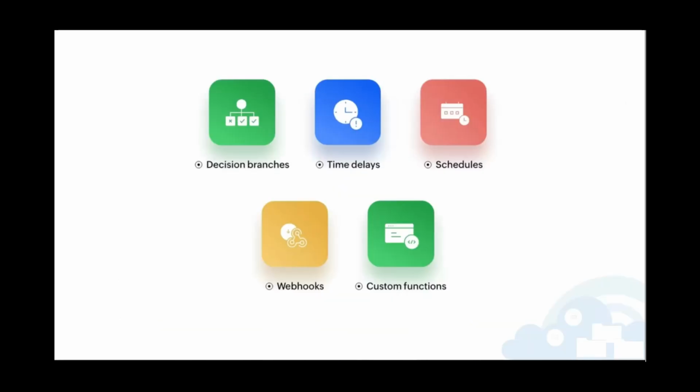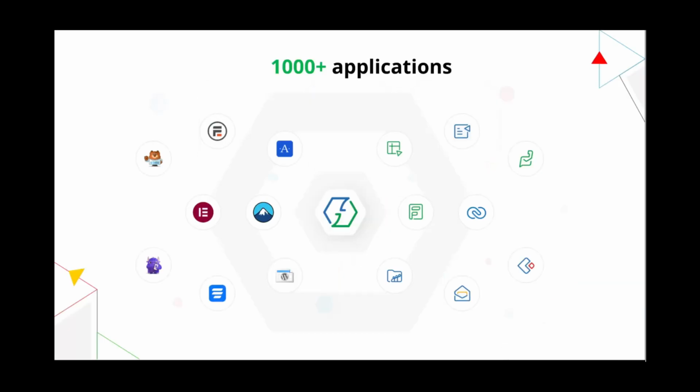So these are different workflow elements that are available in Zoho Flow. There are decision branches, time delays, schedules, webhooks, and custom functions. You can use these in your workflow in order based on your business demands. There are 1,000+ applications available in Zoho Flow for you to integrate based on your business needs. This covers both cloud and on-premise applications.